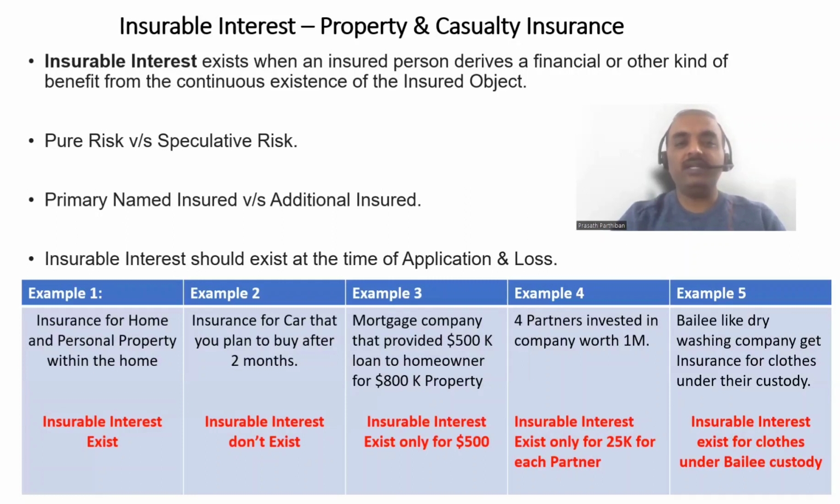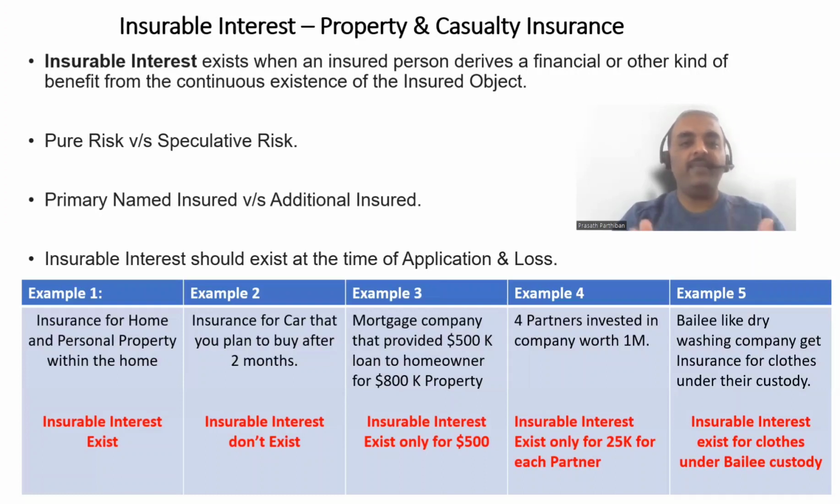So to avoid this speculative risk, they have this insurable interest concept where they don't want you to go to some random property in your neighborhood and then make insurance for that property and then in the future create a fraudulent claim to get some kind of profit. So that is why we do have this concept of insurable interest.